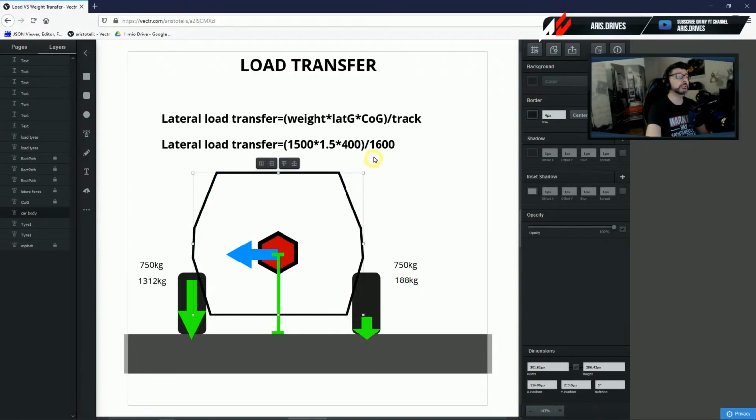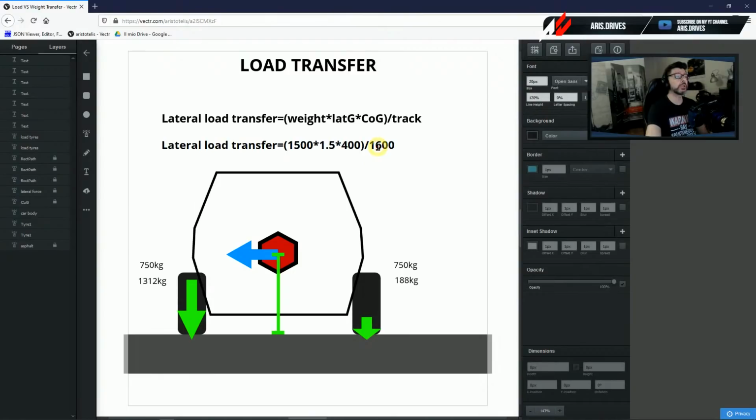It also depends on how big the track width is. The longer the track width, the less load transfer, because as you see, it divides everything. Longer track width, or wheelbase if we're talking longitudinally, means less load transfer. Now, why do we want less load transfer?